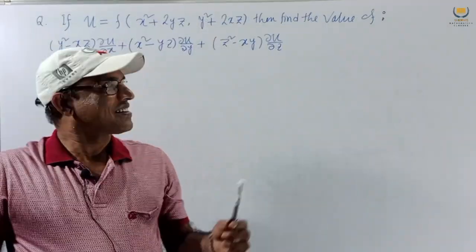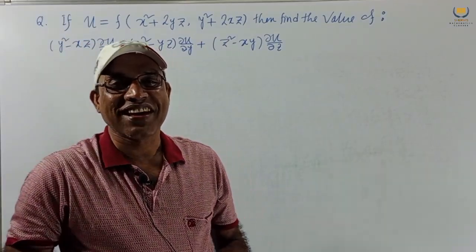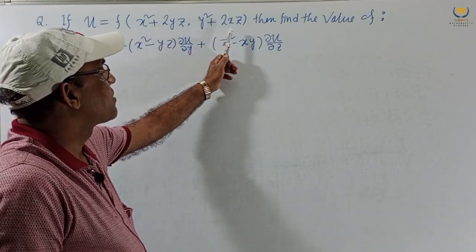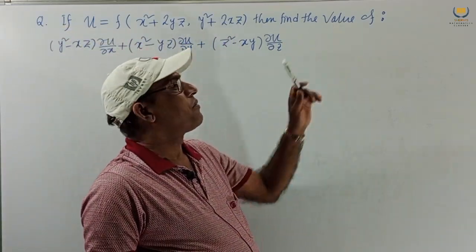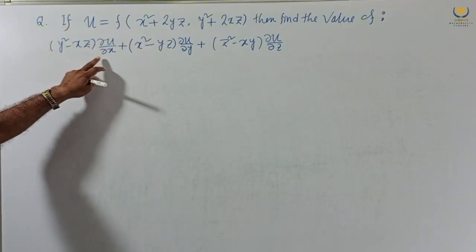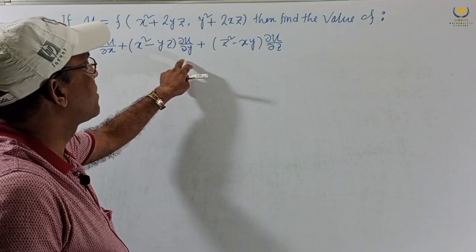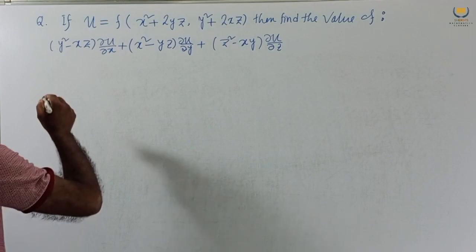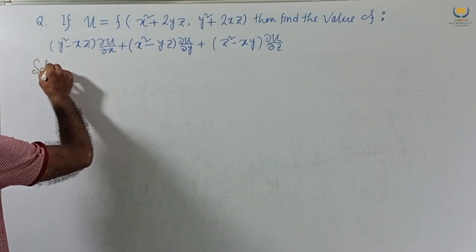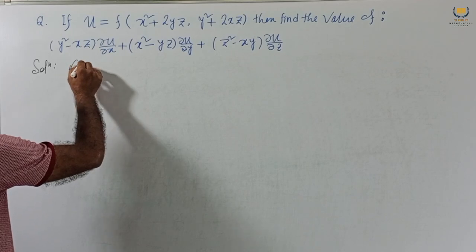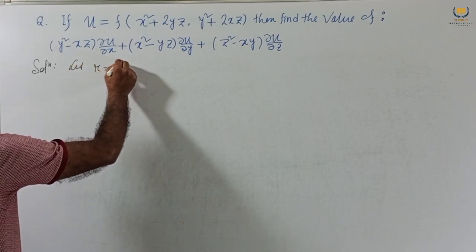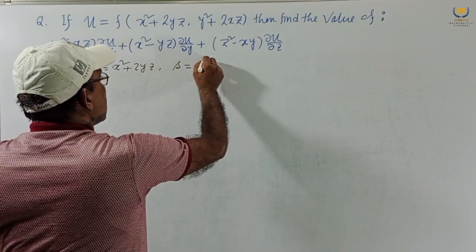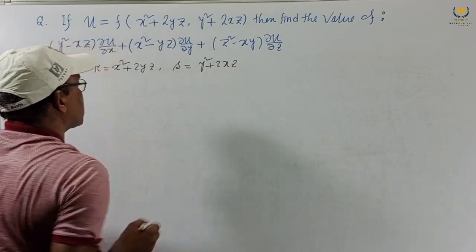Now another problem we consider, this is also an important problem, very interesting, very nice. If u equals f of (x² + 2yz, y² + 2xz), then find the value of (y² − xz) ∂u/∂x + (x² − yz) ∂u/∂y + (z² − xy) ∂u/∂z. What is the value of this? Now the solution. So here we consider, let r equal to x² + 2yz and s equal to y² + 2xz.